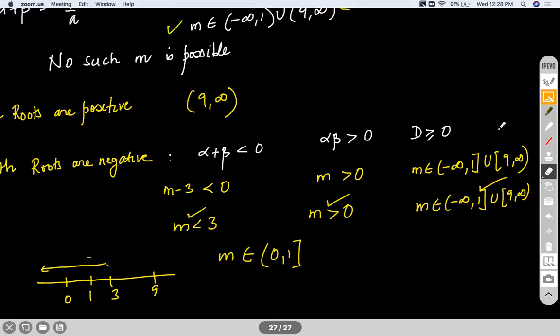Even in class, I always make that mistake. Less than 3 is this zone. Less than 0 is this zone. Less than 1 and greater than 9 are these zones. So basically, this is the overlapping part. So between 0 and 1, this is your answer.